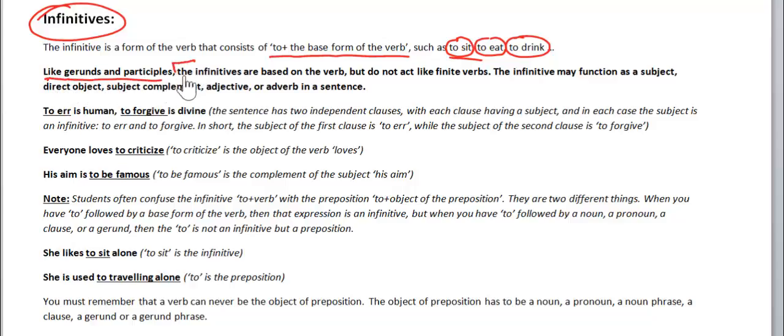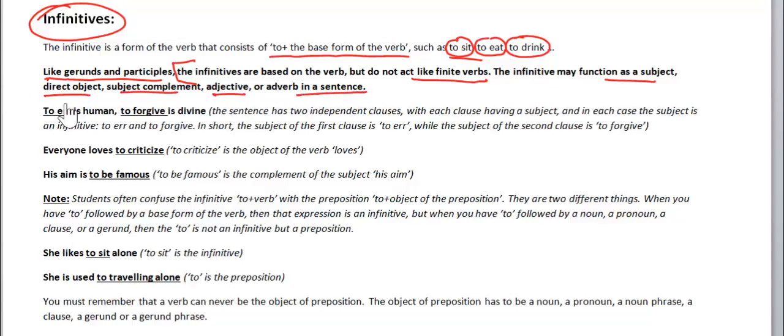We can say the infinitives are based on the verb, but do not act like finite verbs. We have been discussing this for the past 5-6 minutes, that they don't act like finite verbs. The infinitive may function as a subject, direct object, subject complement, adjective, or adverb in a sentence.